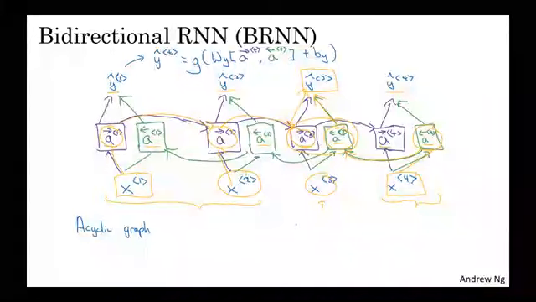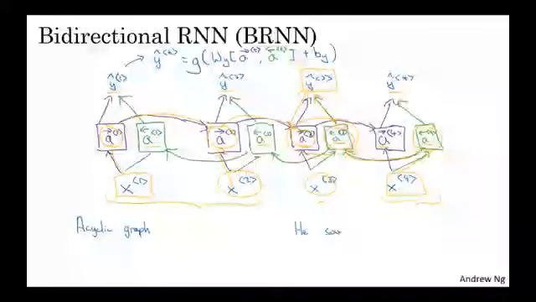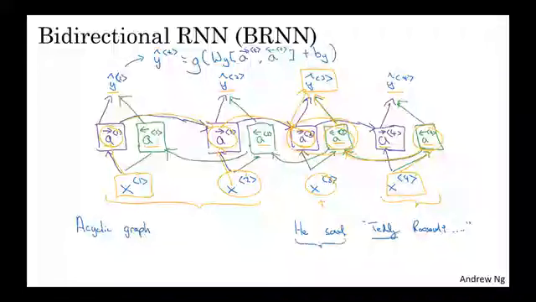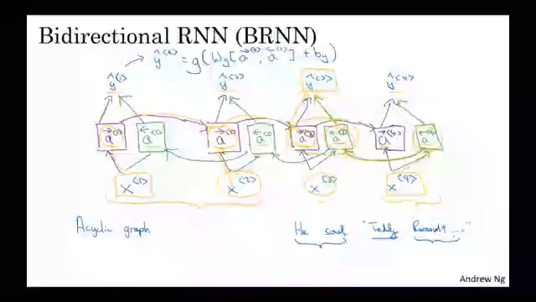In particular, given a phrase like, "He said, Teddy Roosevelt...", to predict whether Teddy is a part of a person's name, you'll be able to take into account information from the past and from the future. So this is the bidirectional recurrent neural network.